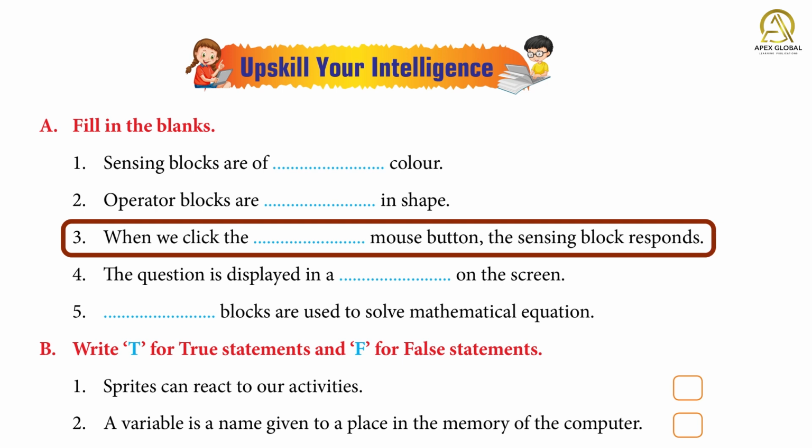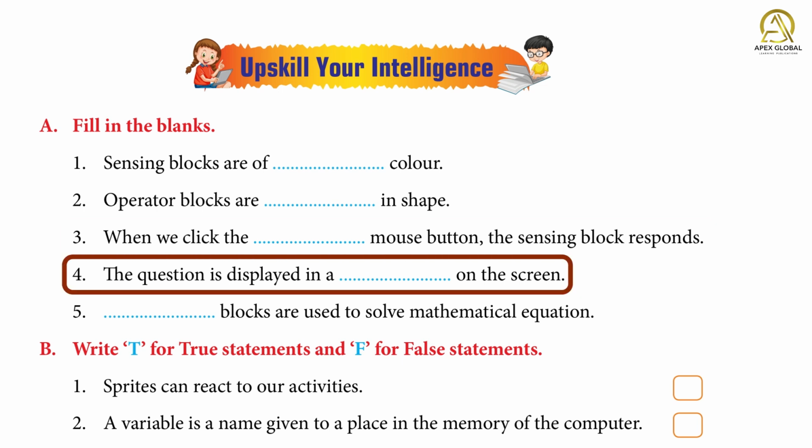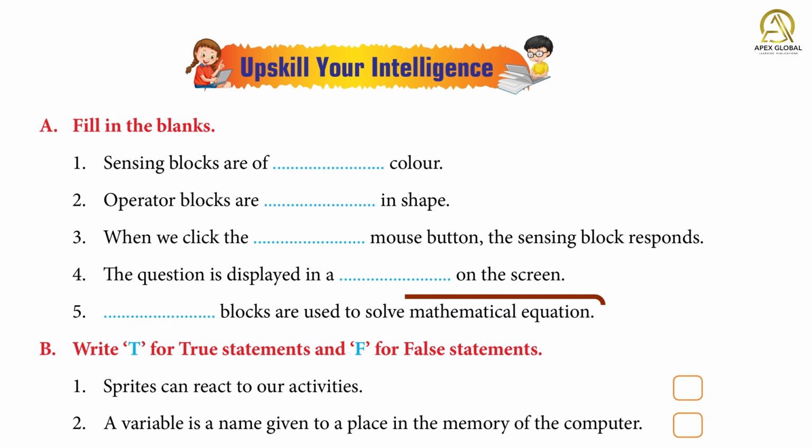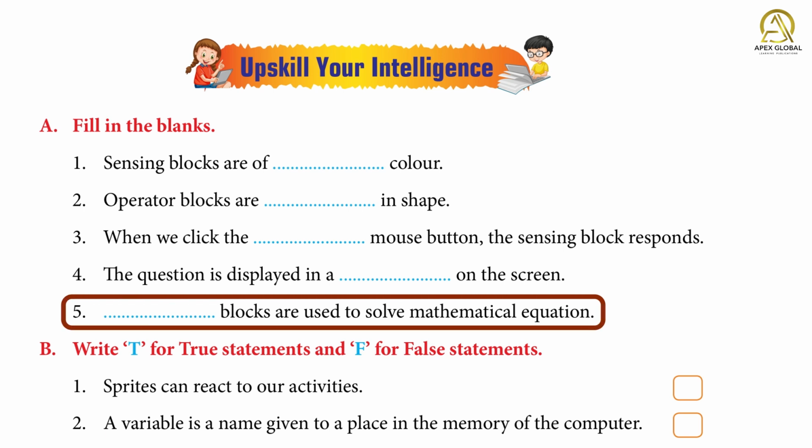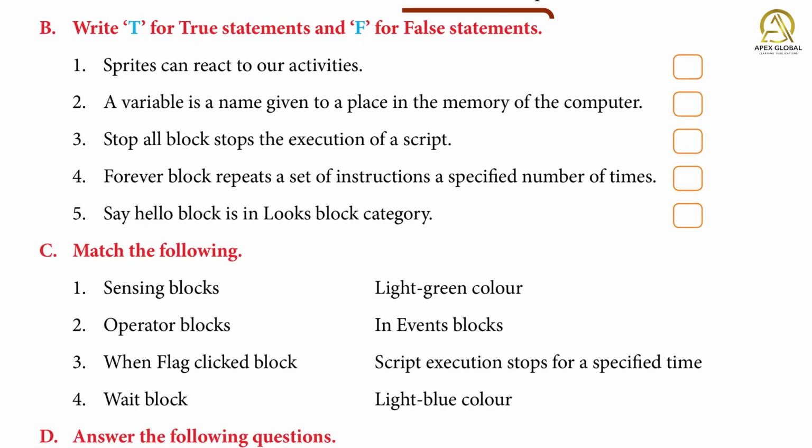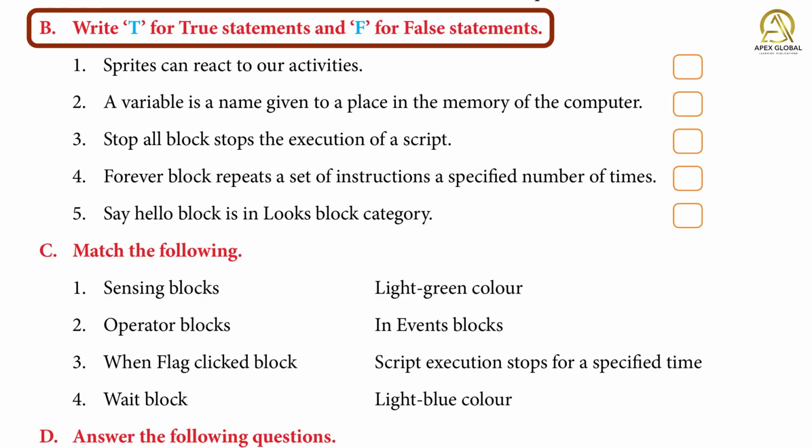3. When we click the dash mouse button, the sensing block responds. Answer: right. 4. The question is displayed in a dash on the screen. Answer: stage. 5. Dash blocks are used to solve mathematical equations. Answer: operator. B. Write T for true statements and F for false statements.